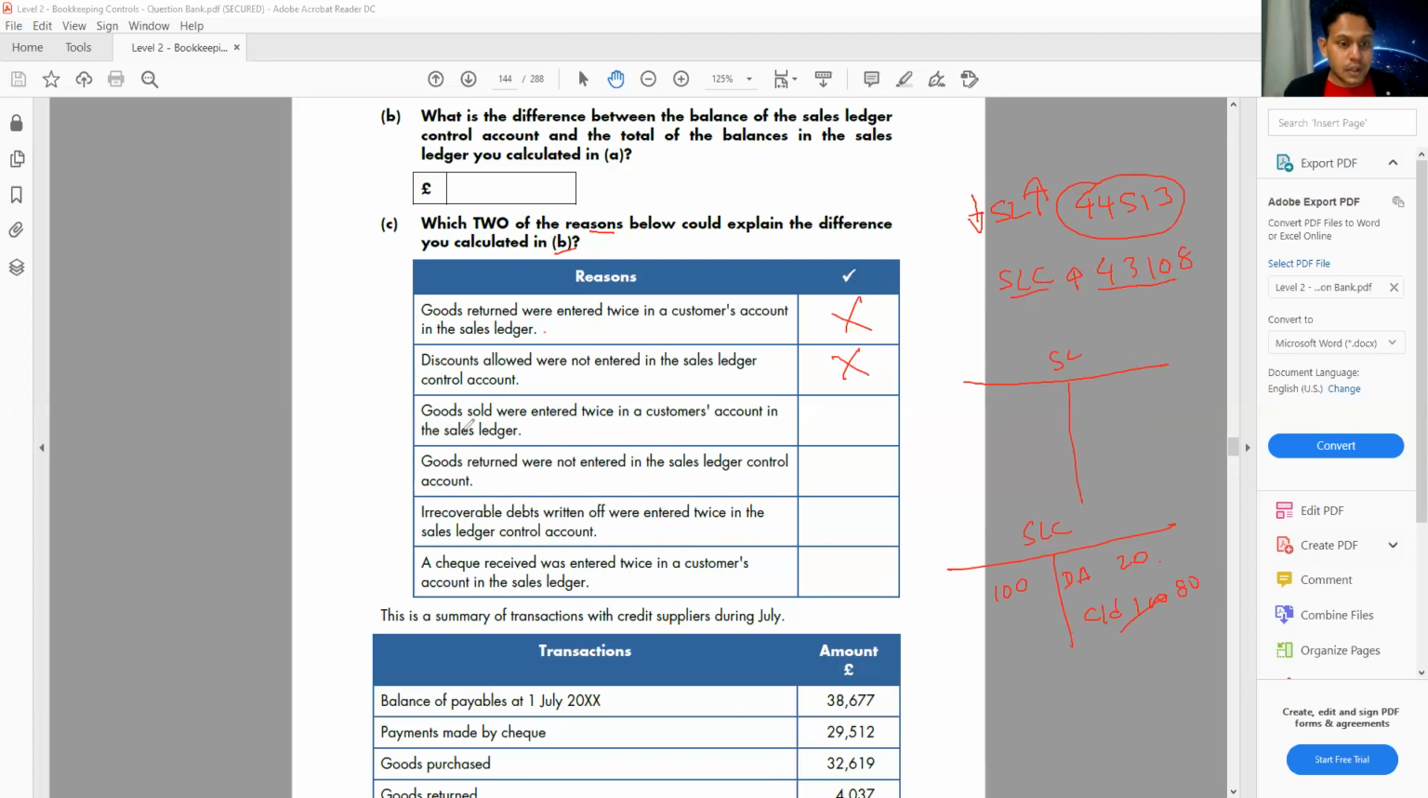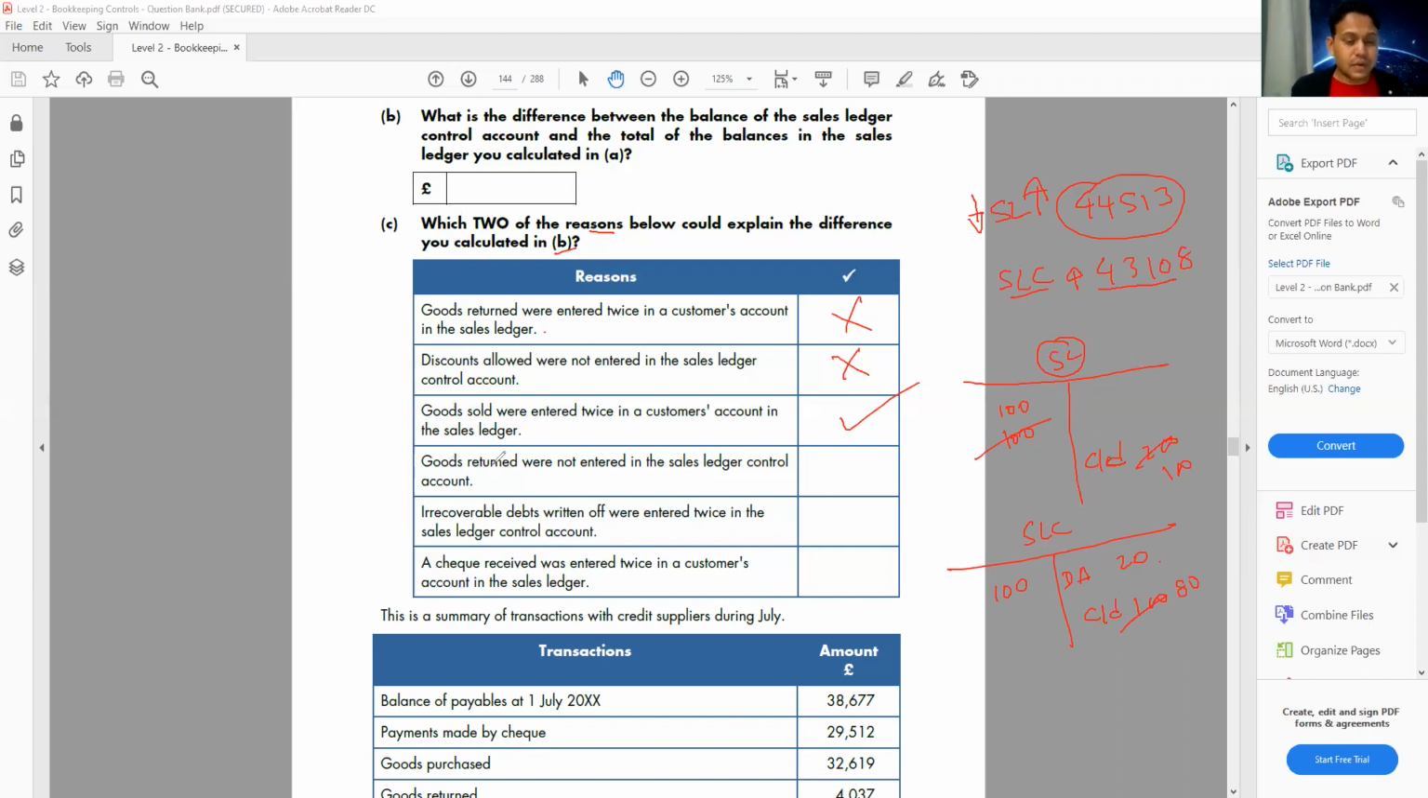The next one says, goods sold were entered twice in the customer account in the sales ledger. For example, maybe we sold only 100, and because of that my balance c/d is 200, but that was a mistake because it was only one sale. Let's say I make a sale for 100 pounds, but mistakenly I recorded 100 and 100, 200. So I'm expecting 200 from the customer by mistake. So if I remove one, my balance will go down to 100. So that could be one of the reasons because that's my sales ledger. And if I made this mistake, that's why I'm expecting more money from the customer. Maybe I recorded the same sale twice. So I'll say yes, that could be one of the reasons. I'll take it.